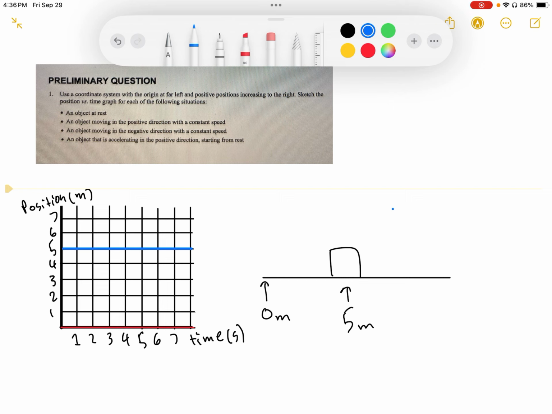Okay, right? So this is if it's at like 5 meters, and this is if it's at 0 meters. Depending on where you are, that tells you where your line is going to be. But every second that passes, that thing stays at the same position, right?